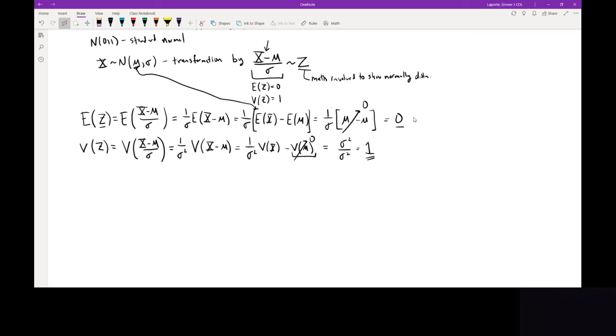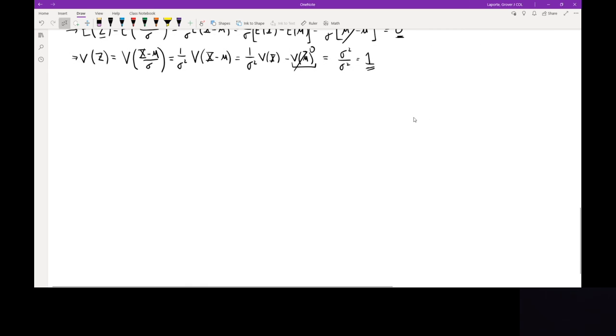I haven't shown you the math involved to show that it's normally distributed, but I have shown you why the expected value of this transformation turns into 0 and the variance turns into 1, which are the most important things involved in this.